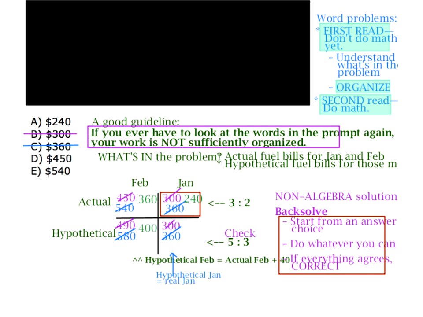360 plus $40 is $400. This stays the same as 240, and this works because 3 times 80 is 240, and 5 times the same 80 is 400. So we have a winner.